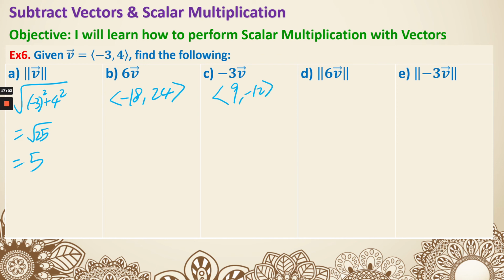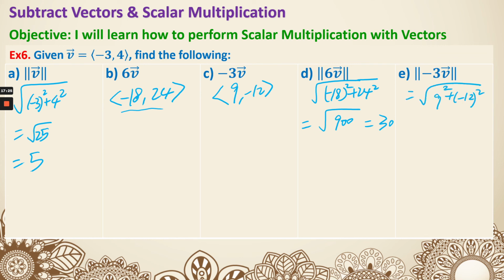Now it's time to calculate the magnitude for 6v. We have it right here. That is going to be negative 18 squared plus 24 squared, 324 and 576. Together that is going to add to be a 900 under the square root, which could be simplified as a 30. Lastly, 9 and negative 12. So 9 squared plus negative 12 squared, and that is going to be 81 and 144, so 225 under the root, which is going to give us a 15.